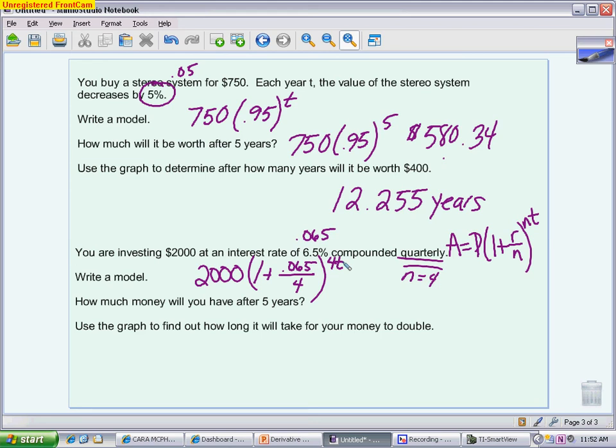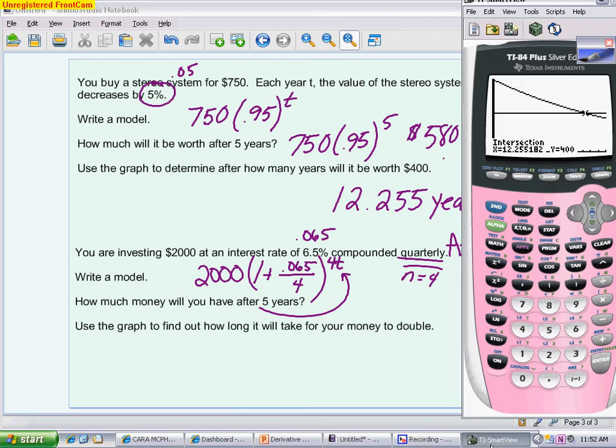We're taking that model and we're going to plug a 5 in there for time. So we're going to put a 5 right there. So really I'm going to do this on my calculator, make short work of it. So get out of this graph. So 2,000 times 1 plus 0.065 divided by 4. And then my exponent, you want to type it in as 20. You could do 4 times 5, but if you're using an older calculator, you'd have to put it in parentheses. So I think it's a little easier, less chance of mistake if you just type in 20. So after 5 years, I have $2,760.84.